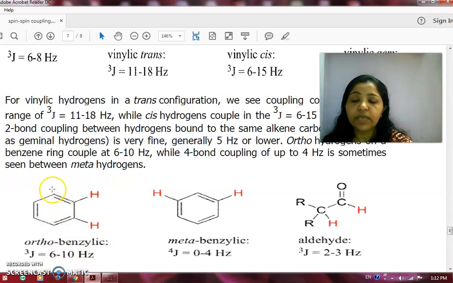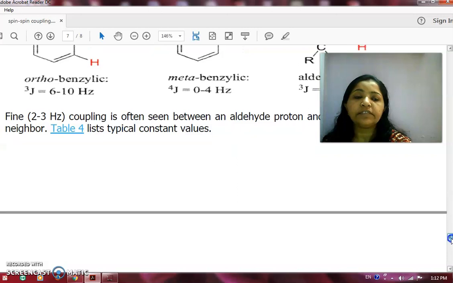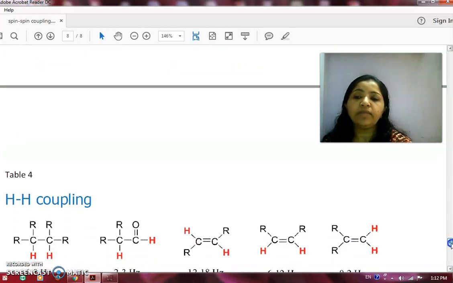Supposing this one has chlorine, then these are not in a similar environment. It is ortho, it is meta, so these two will interact with each other because they are not equivalent protons anymore. Okay, and therefore they will split, and in that condition the coupling constant will be 6 to 10. Whereas if it is meta, it is 0 to 4, and if it is aldehydic, this will also couple, and we will have 2 to 3. So coupling constant is really helpful to identify the environment and where we are located.